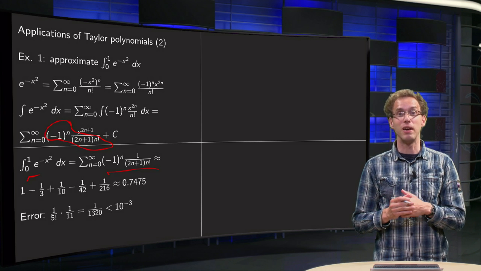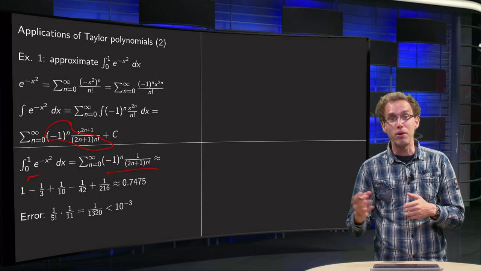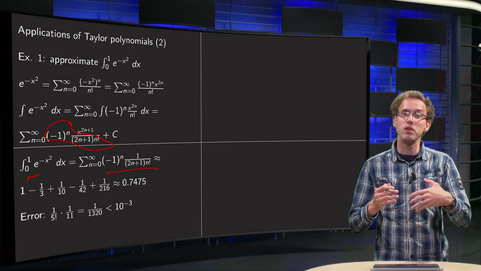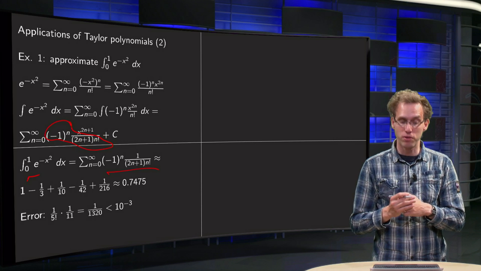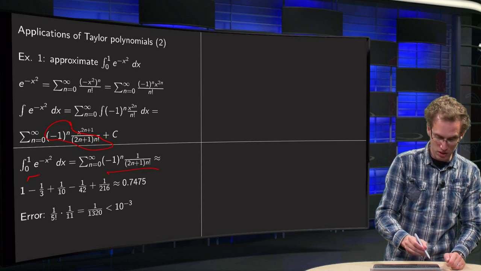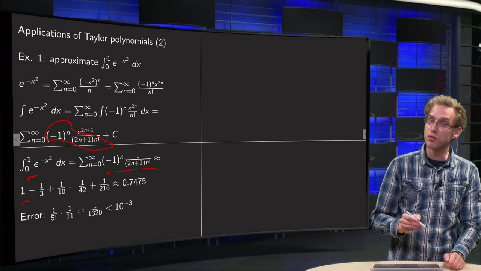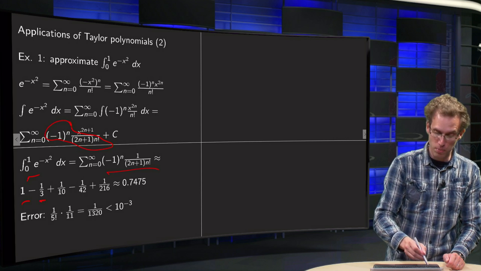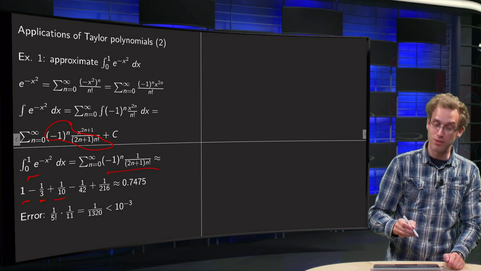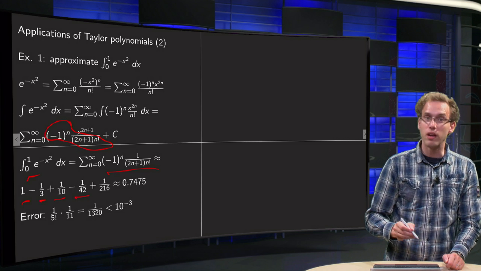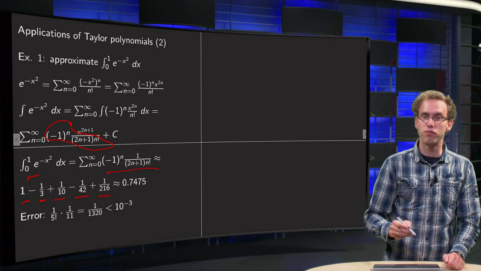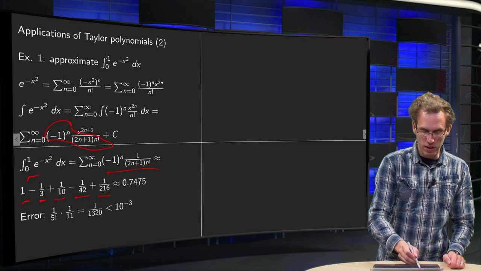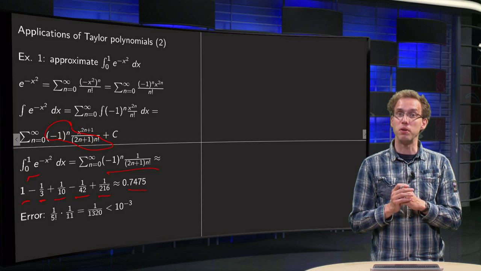First, we had to calculate an integral, and now we have to compute an infinite sum. However, what we do is we just take the first few terms of this alternating series. So we get 1 from the n equals 0 term, minus 1 over 3 from the n equals 1 term, plus 1 over 10 from the n equals 2 term, then the n equals 3 term, and the n equals 4 term. So we just take the first few terms, and we add them up, and we get an approximation for our integral.